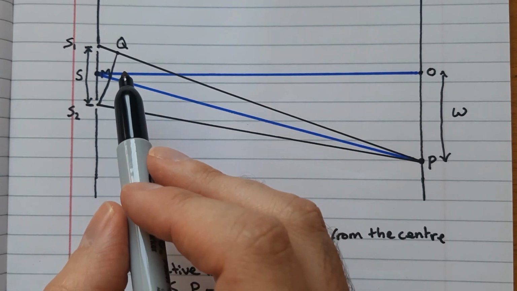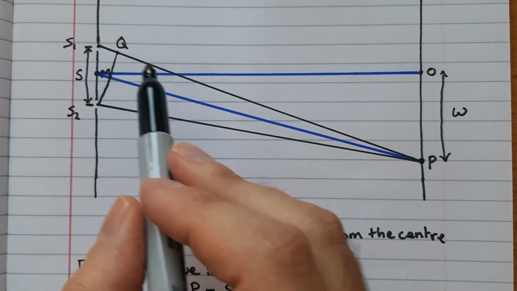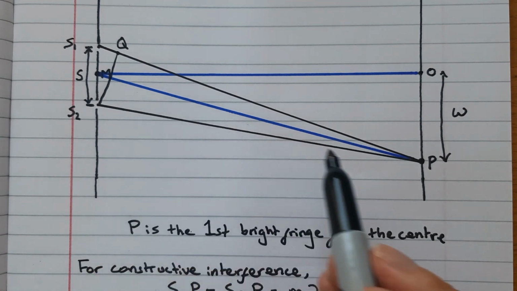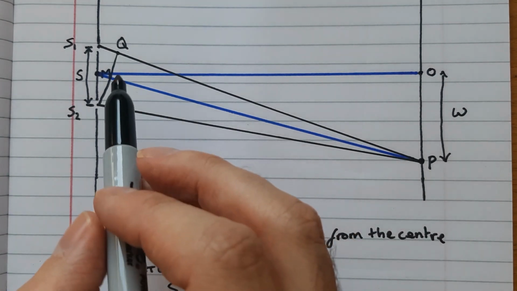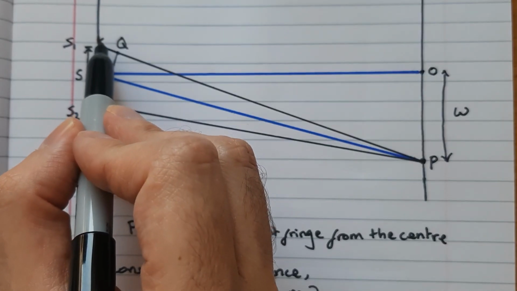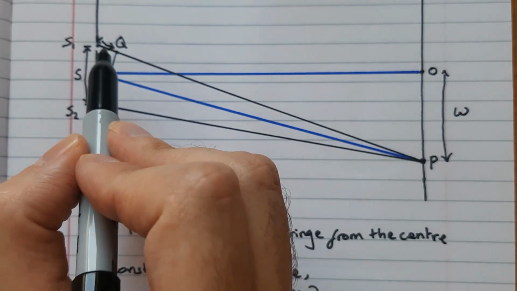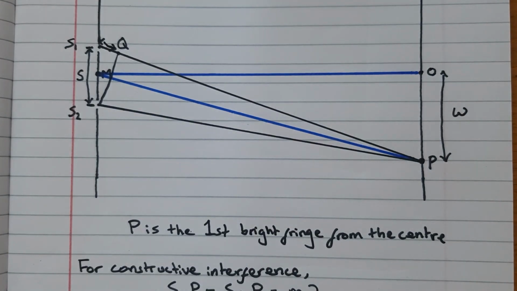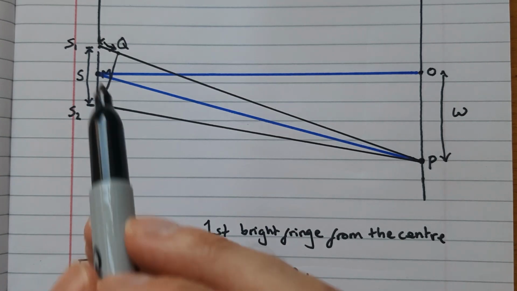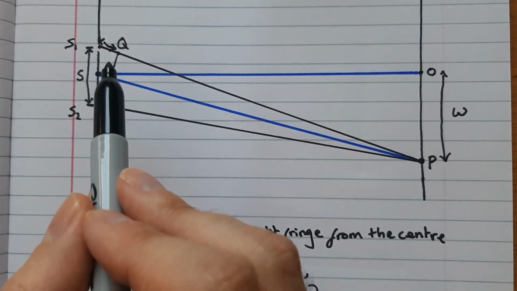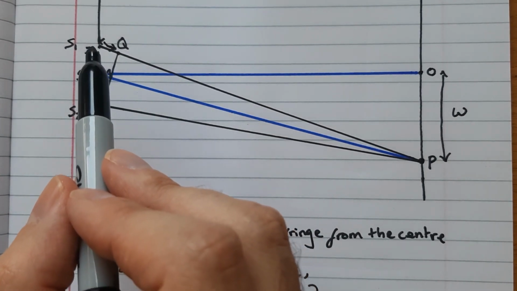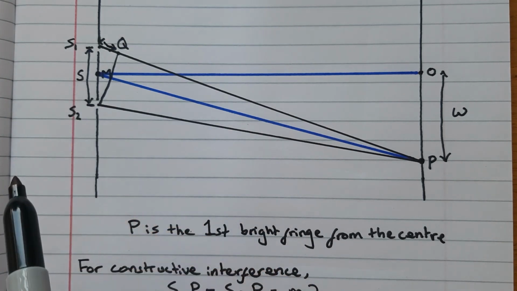I've chosen the point Q to make the distance QP and S2P be exactly the same, which means this distance here, S1Q, that is the path difference. So S1 to Q is the path difference. That's the difference in the paths between the two beams, S1P and S2P.